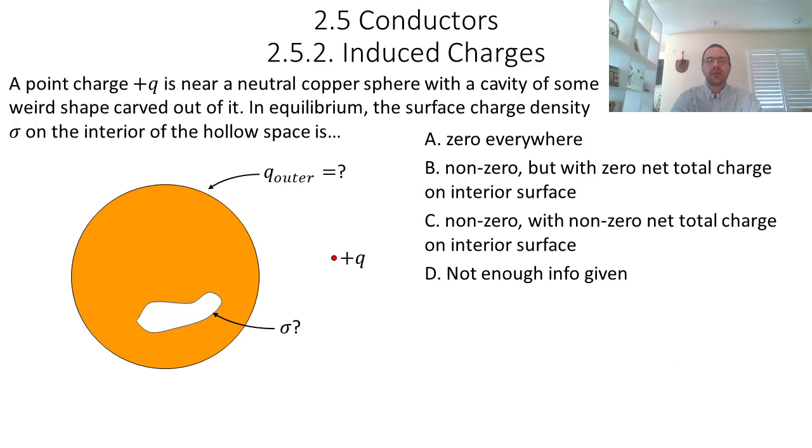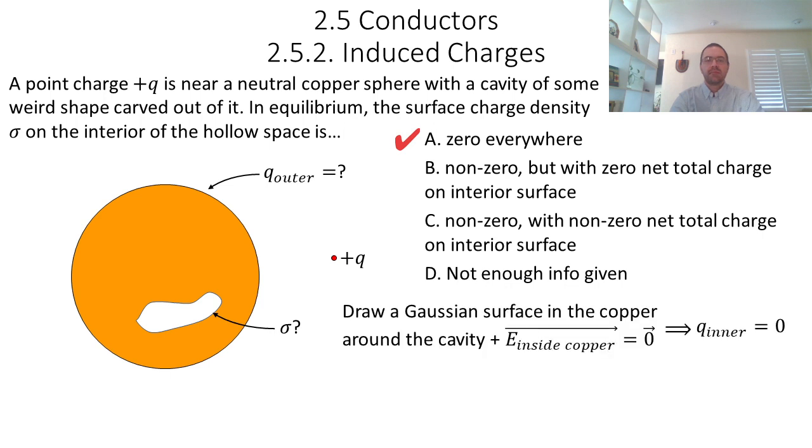Now here is another question. Suppose now that we have a charge plus Q outside, nearby the copper sphere, with a cavity inside. So in equilibrium, what is the surface charge density on the interior of the hollow space? This time, if you answered A, that the surface charge density of the inner surface will be 0 everywhere, then you're correct. You can do the same Gaussian surface as we just did in the previous question, right?